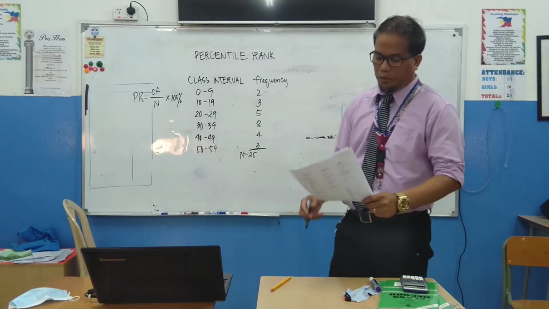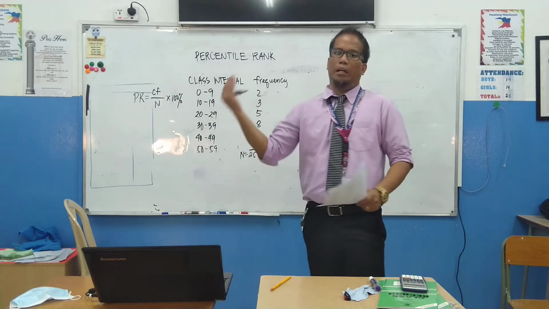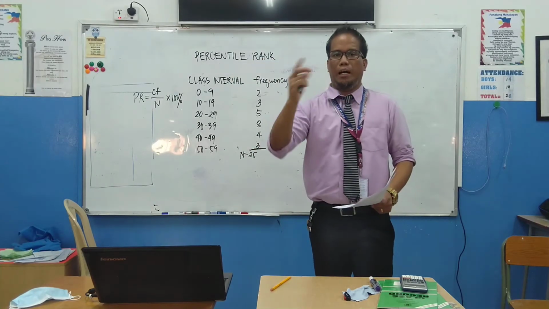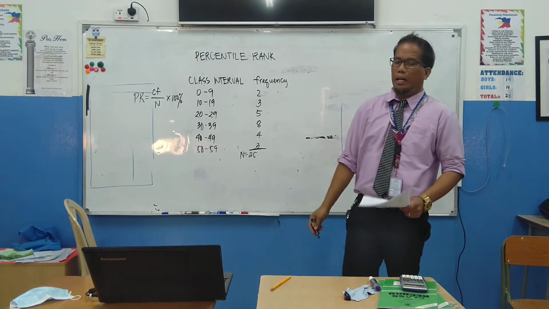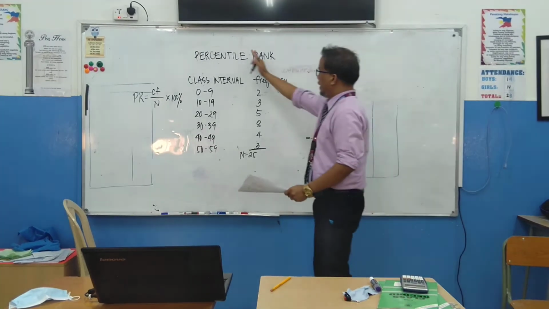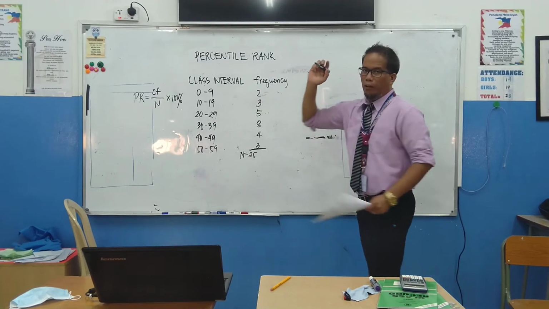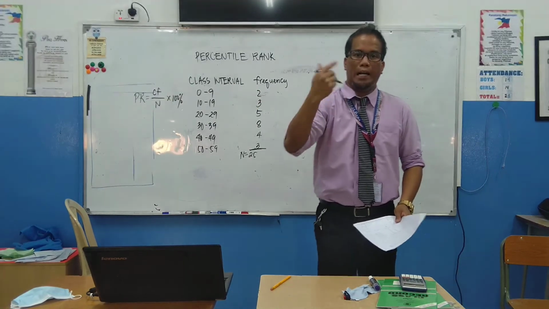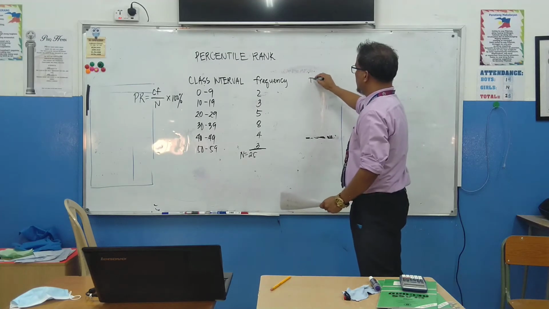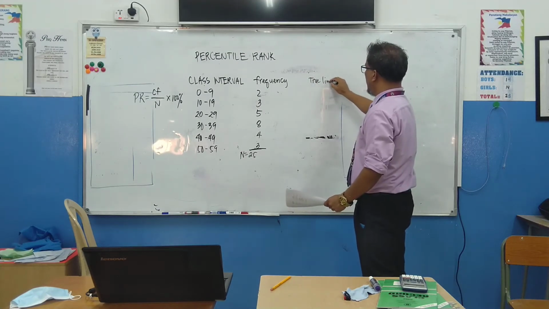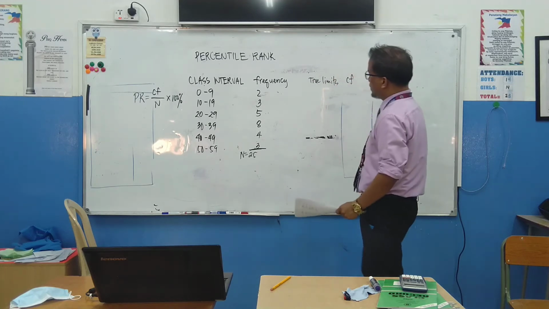Now we are going to start making the next table. We call it true limits and the CF, because in our given we have the class interval and frequency. So we will make another table here. We call it true limits, and we have the CF, the cumulative frequency.